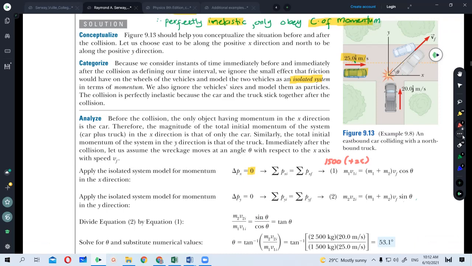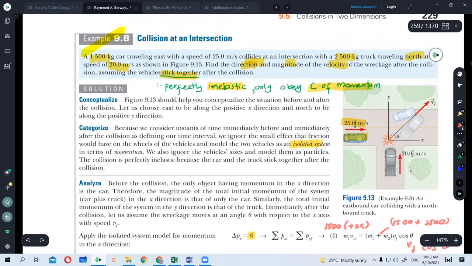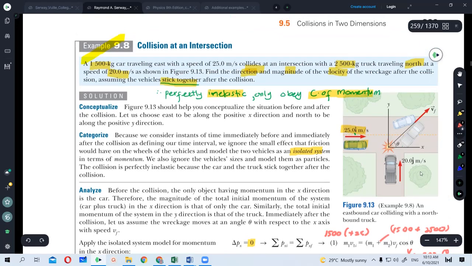Now what about after the collision? Since they are tangled together, we can factorize the mass. So the mass becomes 1500 plus 2500, with an unknown value of v, and including the same angle. So there is just one value of v traveling in one direction, and there is only this single unknown angle. That makes our work easier.